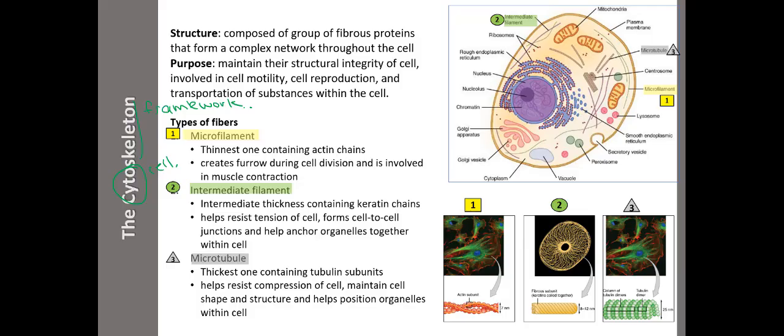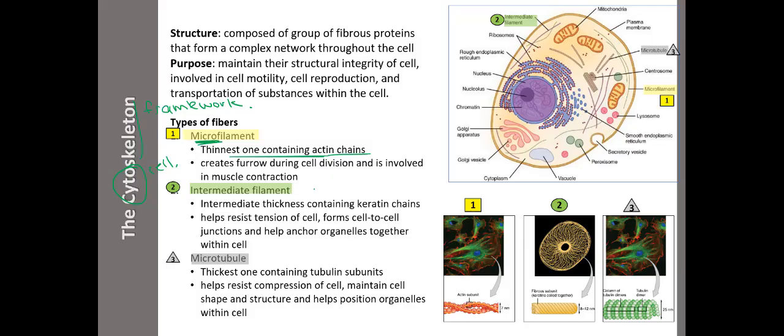The cytoskeleton does that with the help of fibers. There are 3 different types of fibers: small, medium, and large, right? The smallest fiber is called microfilaments, which contain actin chains, and it helps to create a furrow during cell division that we'll talk about in the next slide. The actin is also involved in muscle contraction.